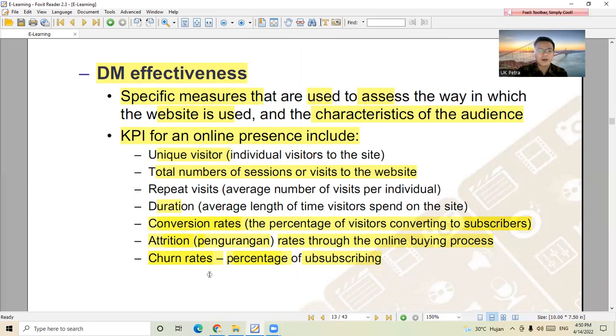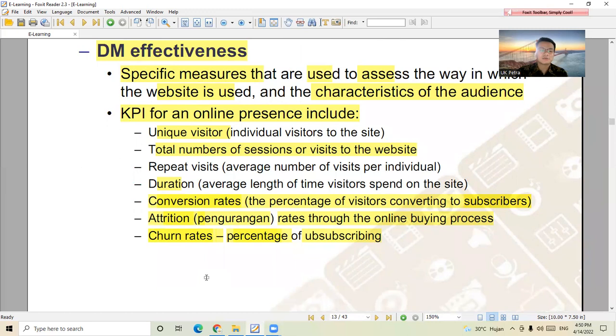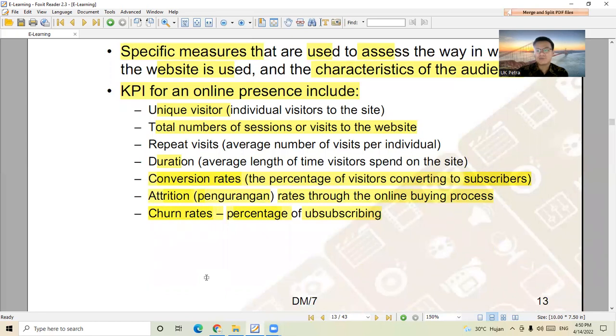There are several other KPIs too, like ROI, return on investment. You can also use that to measure whether you spend the money for digital marketing wisely or not. Because it is very possible you spend millions or even billions of rupiah on digital marketing, and you don't get any conversion, or the conversion is very low. It can happen. It makes digital marketing seem like it doesn't work.